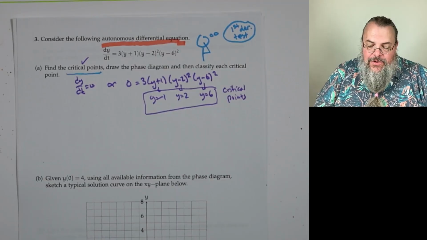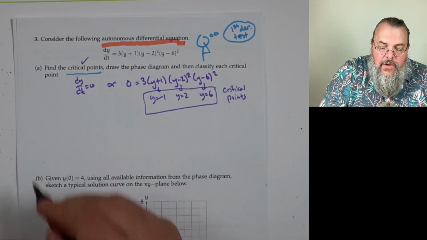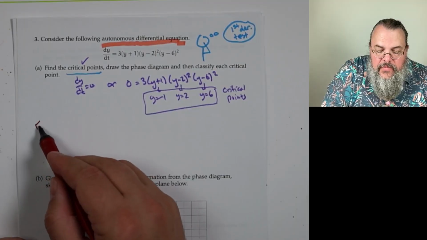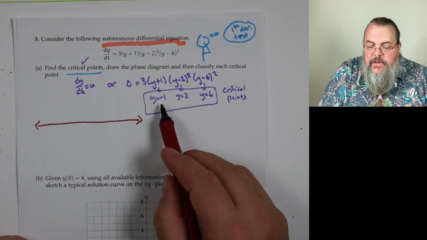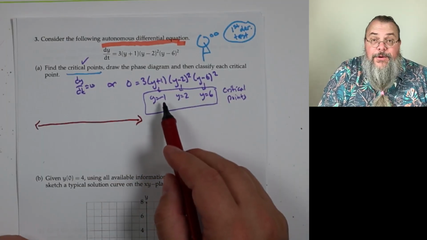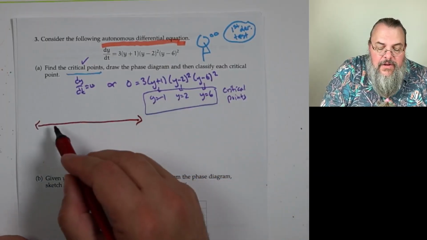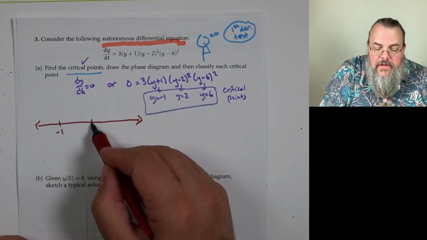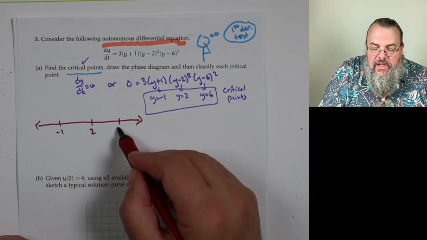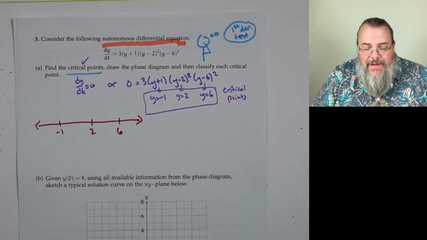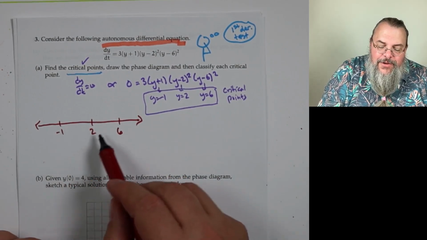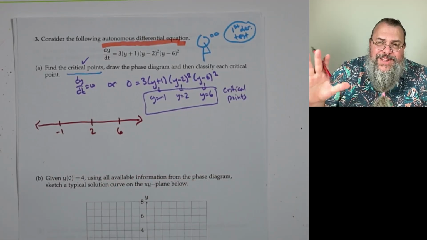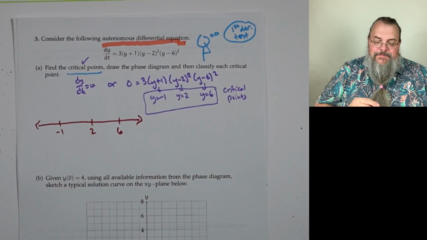Now, phase diagram. Okay, so what's that going to be? Well, that's going to be a line. We're going to order these. So the good news is they're already ordered for us. Minus 1, 2, 6. So we go minus 1, 2, 6. They don't have to be exactly spaced. I understand minus 1 to 2 is smaller than 2 to 6, but that's not the point here.